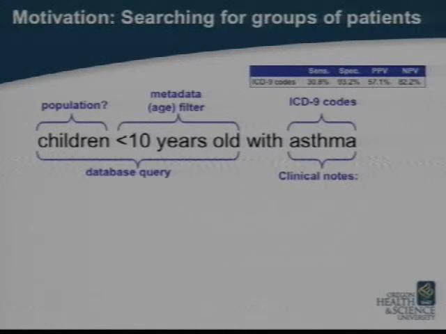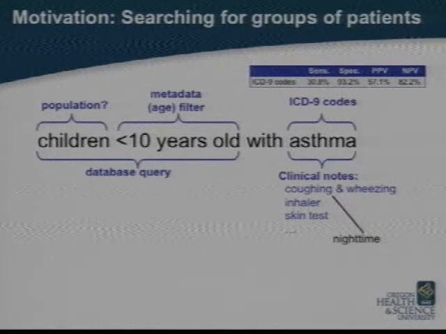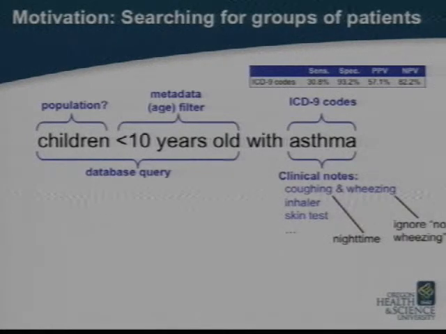Why don't we look into clinical notes then? Let's find the information in clinical notes. Well, once you open up clinical notes, you have to say, what am I looking for in clinical notes? Maybe I'm looking for coughing and wheezing, whether they used an inhaler, whether they had some positive tests or not, that kind of stuff, right? But even beyond that, you have to consider, if they were coughing, was it at nighttime? That's a different story. And, oh, by the way, when we talk about wheezing in the notes, a lot of times we're saying there's no rales or wheezing, so make sure you get that negation in there, right?